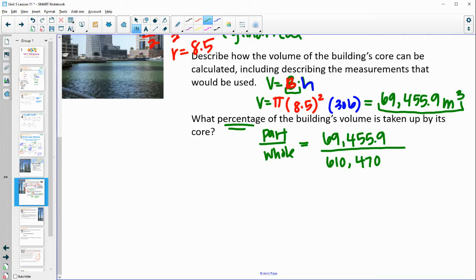So type in 69,455 divided by 610,470. And we would get 0.1137. Remember, for percent, you just multiply by 100. So we get 11.4%. 11.4% of the total volume is taken up by that elevator.